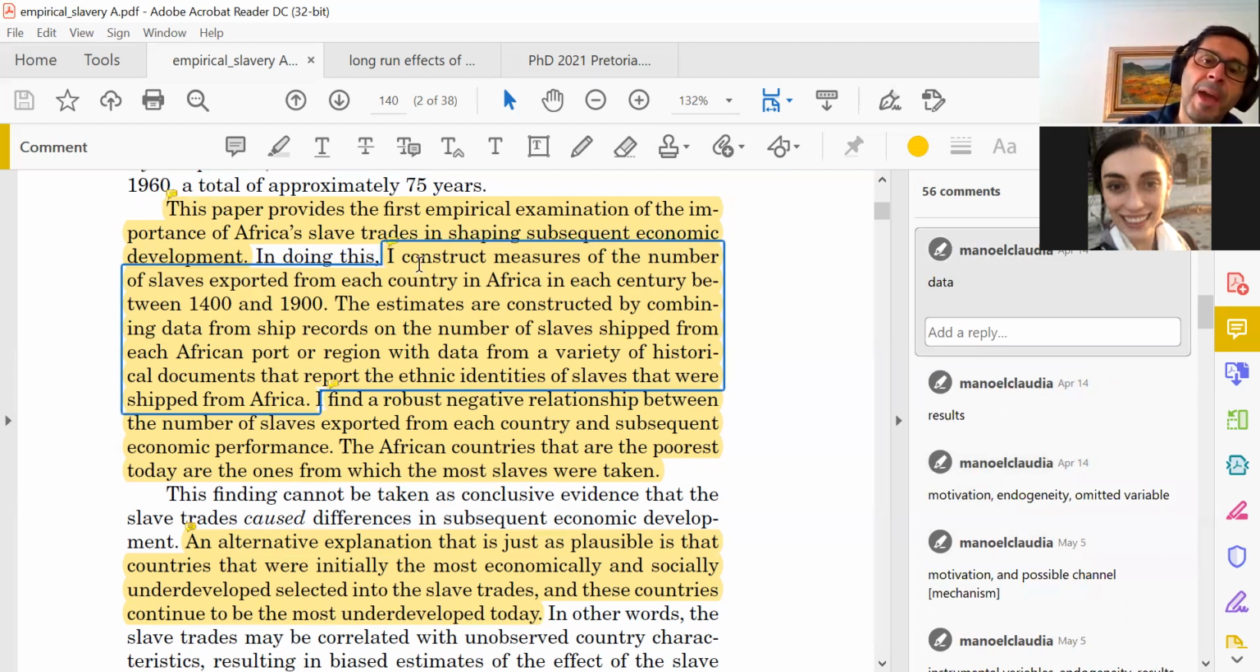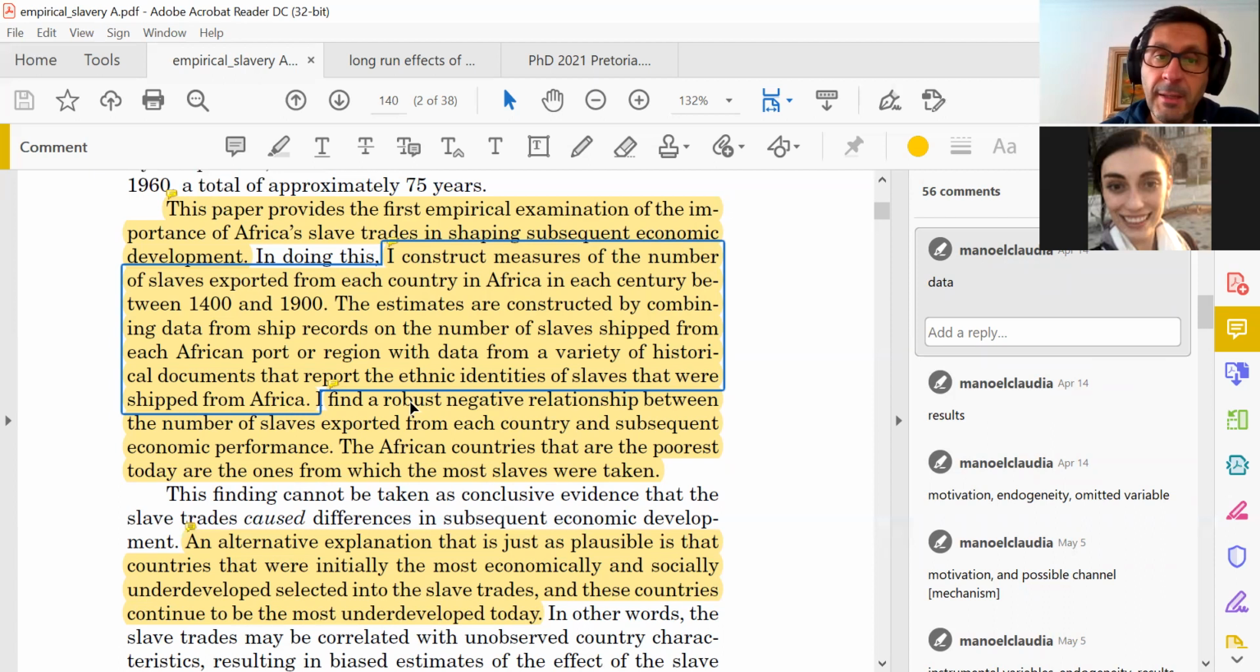Modern data: he constructs measures of the number of slaves exported from each country in Africa in each century between 1400 and 1900, right? The estimates are constructed by combining data from ship records on the number of slaves shipped from each African port or region with data from a variety of historical documents that report the ethnic identities of slaves that were shipped from Africa, so that he can match the ethnicity with the modern boundaries of African countries. Okay.